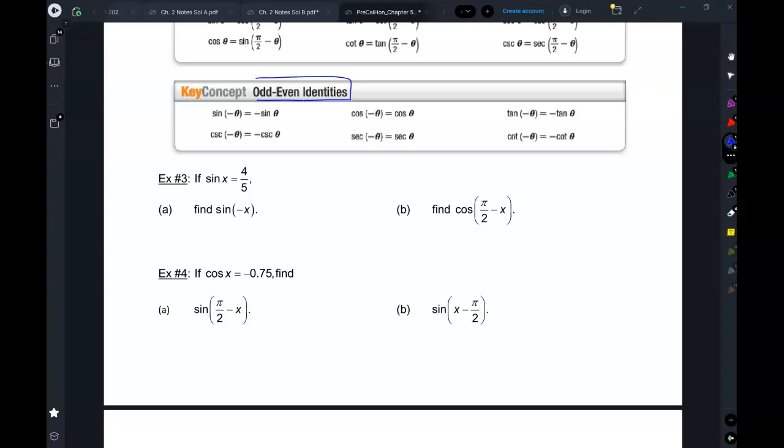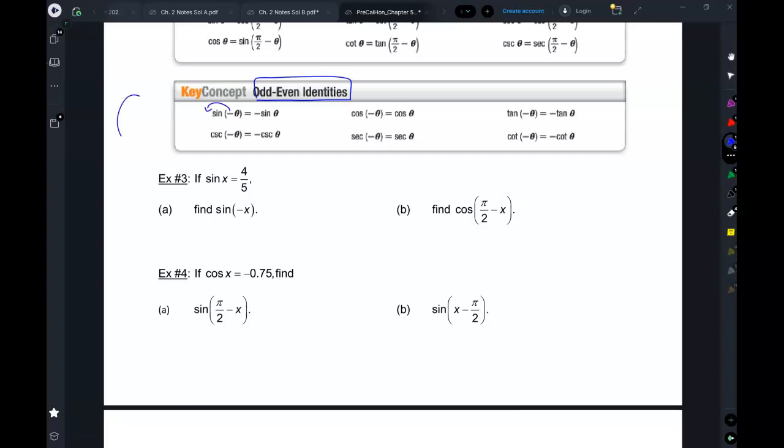Now we have the odd and even identities. What happens when you have sine of a negative theta? Remember we talked about this in one of the homework problems before. If you have sine of negative theta, it's negative sine theta. So the negative comes out.